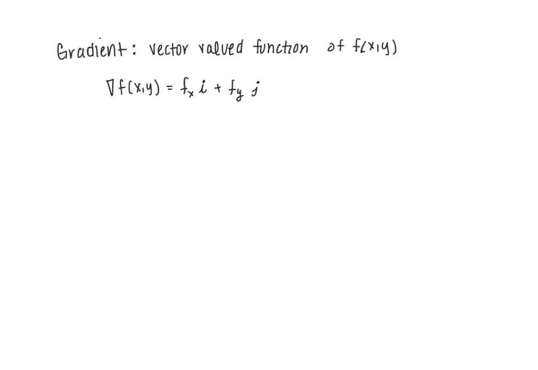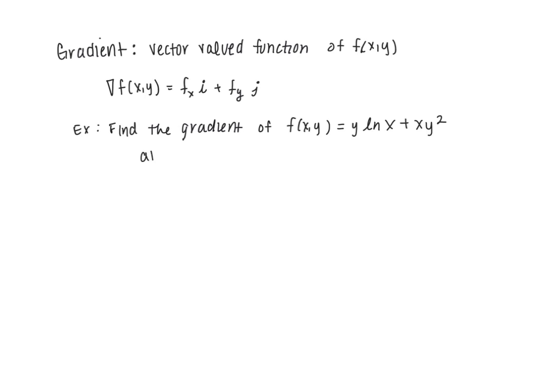And so we're going to use this a lot in the rest of this chapter. It's just an easier way to find the directional derivative. And so let's do an example here. We're going to find the gradient of f of x, y equals y natural log x plus x y squared at the point (1, 2). So we know the formula: del f of x, y equals partial derivative with respect to x times i plus partial derivative with respect to y times j.